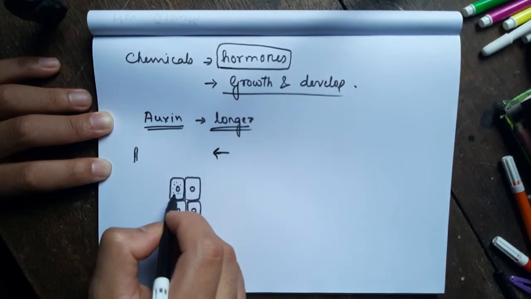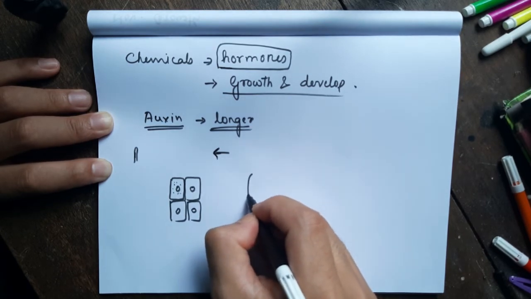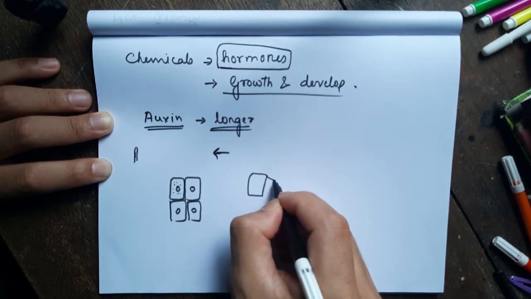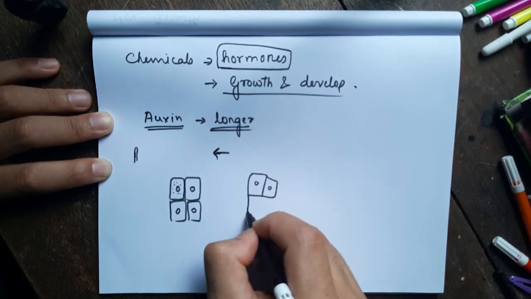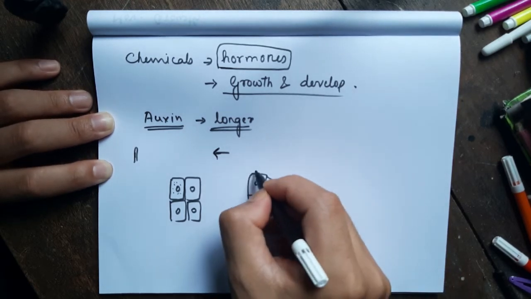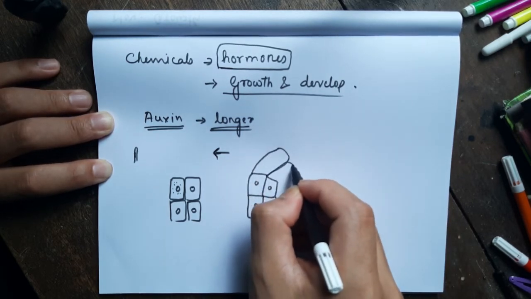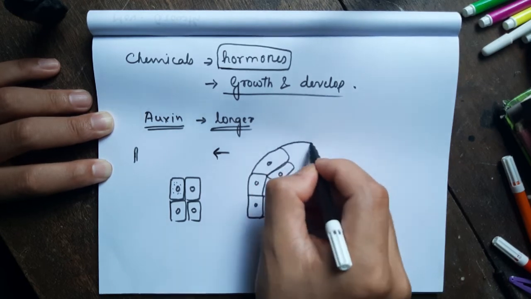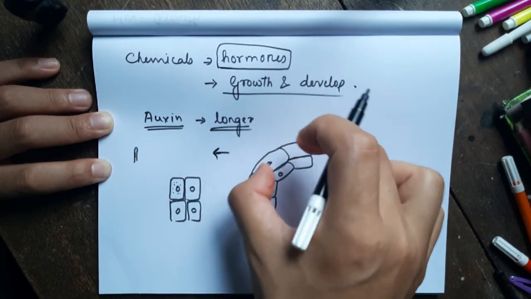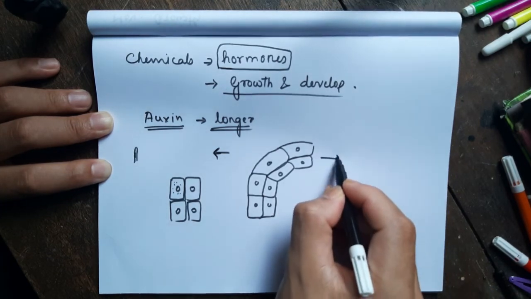As a result, this cell on the left side will be longer than this cell. So it will look something like this. This is a little longer and this will be a little shorter. These are old cells. Next, when new cells are dividing, again this side will be longer and this side will be shorter. Again, this side will be longer and this side will be shorter. You see, this is short, short, long, long. This is how we finally see the plant bending towards the light.